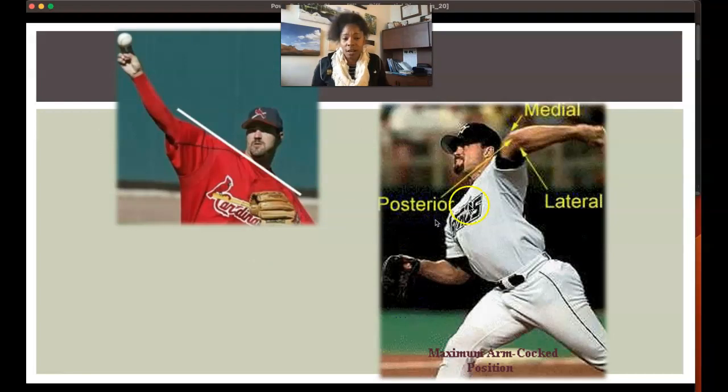And here's just another way to look at this, right? We can see that this is a lot of valgus force, and so we have a lot of stretch on the medial side of that elbow. But then as we look at it from a different perspective, looking at the lateral side, we can see that the humeral radial joint is just being compressed, right?